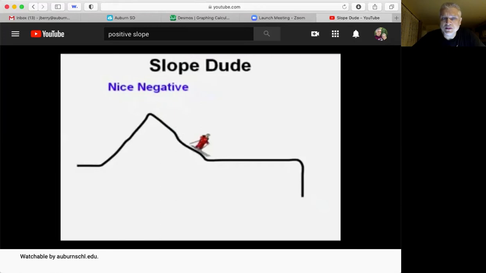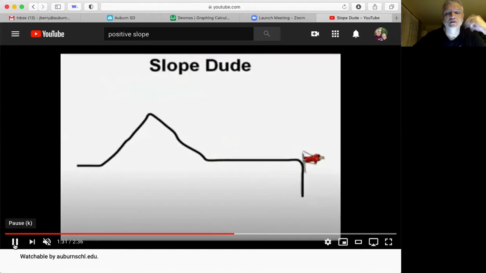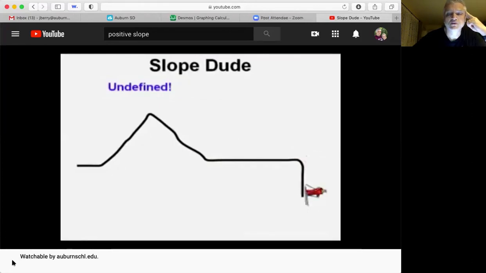And then the constant part, well, it takes a little bit of work to ski horizontally. So it was zero fun. So with slopes of lines, it was positive, negative, and zero. Now we're going to look at, in functions, increasing, decreasing, and constant. We're not going to worry about undefined because if we have a vertical section of the line or the function, then it's not a function.